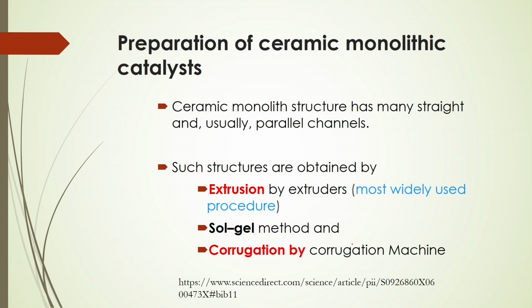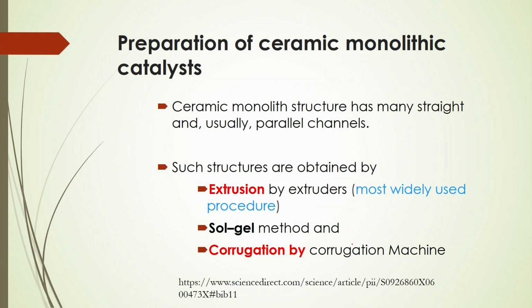Such structures are obtained by the extrusion method, the Sol-Gel method and the corrugation method. The extrusion method is mostly used for making the structure of this monolithic ceramic catalyst, and in this case mainly different types of metals or oxide materials are used in the extrusion procedure. I will show in the next slides how to prepare this monolithic catalyst structure by extrusion.